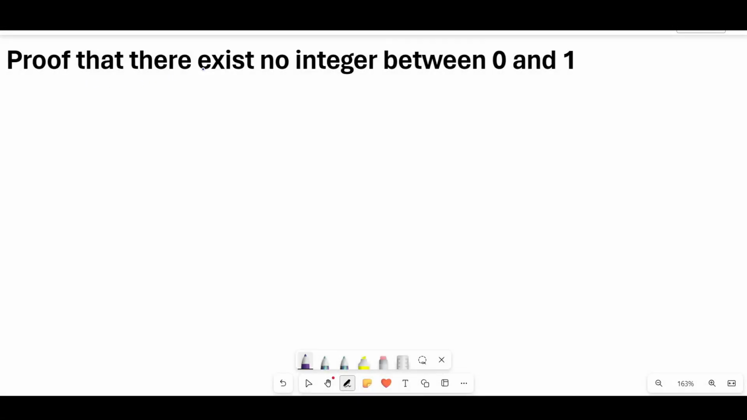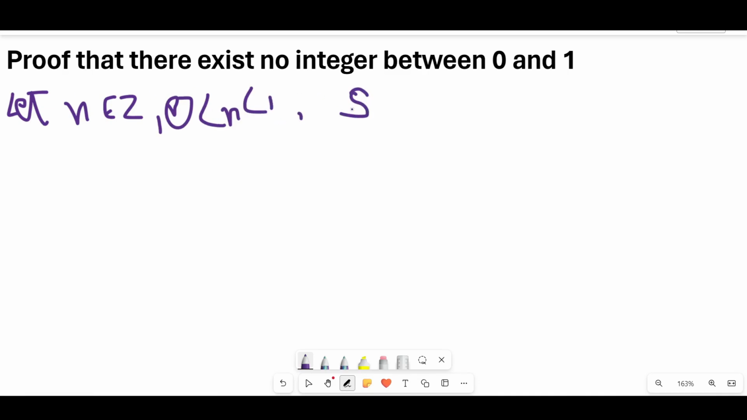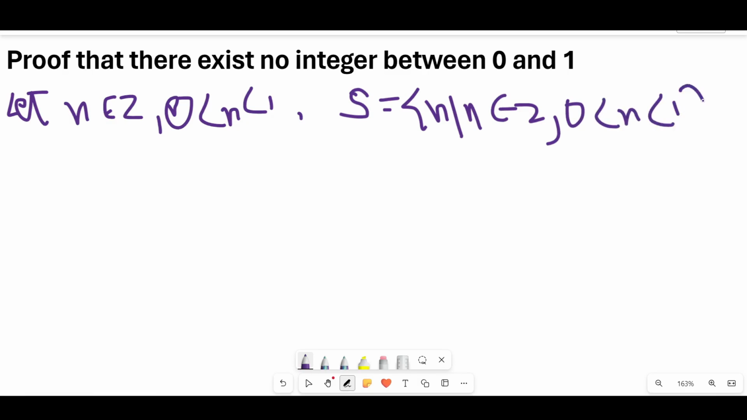Proof that there exists no integer between 0 and 1. So here let's take an integer n where n lies between 0 and 1. Let's take a more generalized approach where we take a set S, where S contains all n belonging to the integers, and n lies between 0 and 1. By the well-ordering principle, we can say that S must have a smallest element.